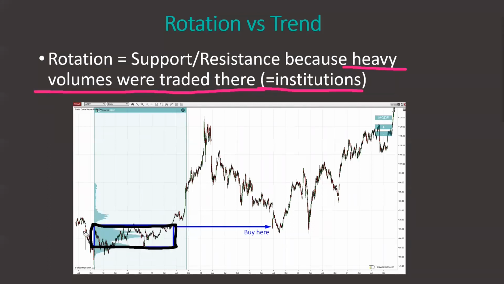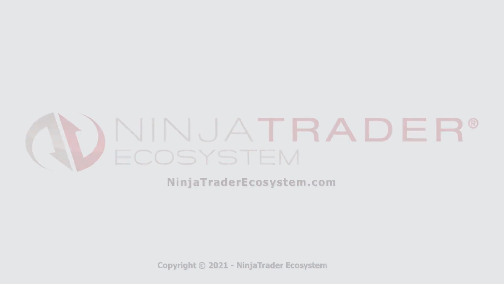So remember that heavy volume areas or rotation areas work as strong support and resistance zones because heavy volumes are traded there.